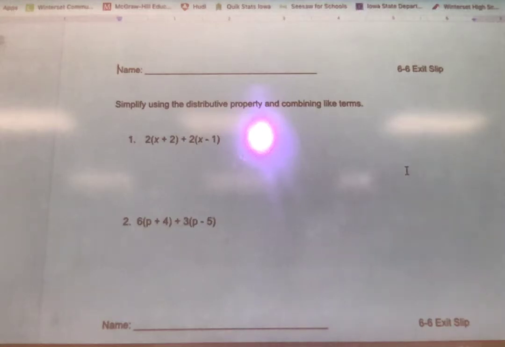Our next is slip 6.6. We were learning to use that distributive property to be able to combine like terms, something that we'll do a lot in algebra here. So let's go ahead and jump right in here.